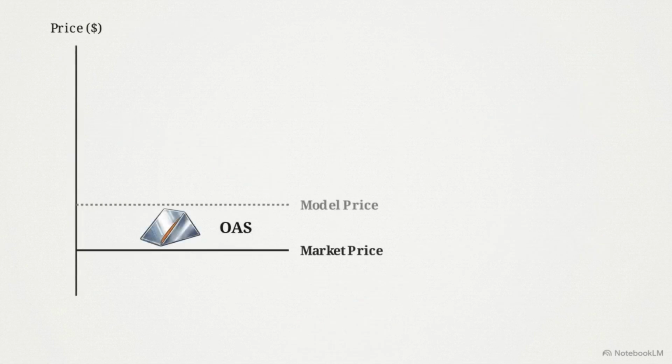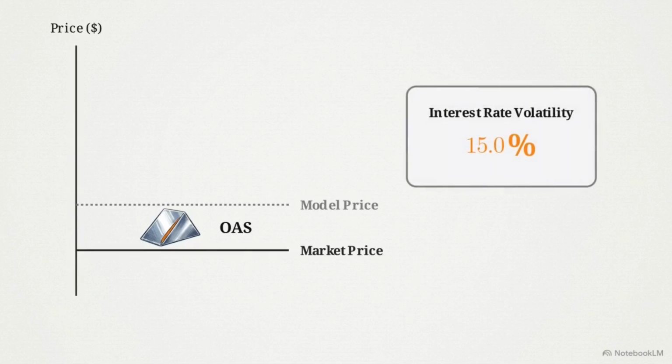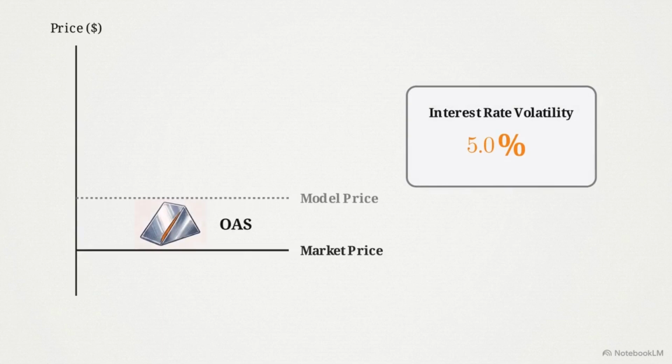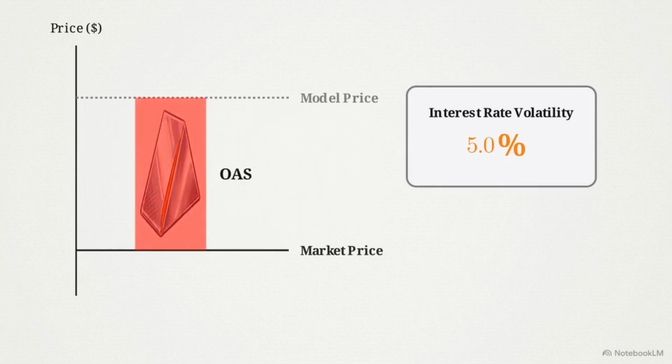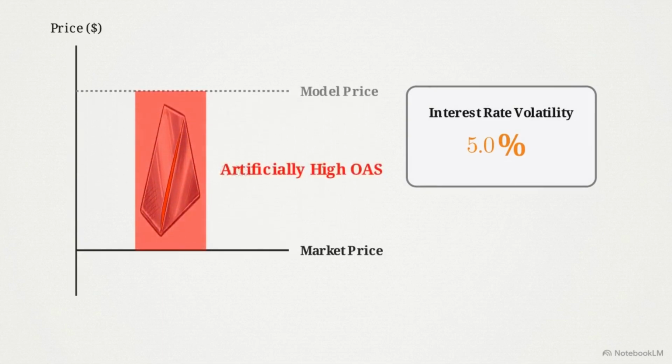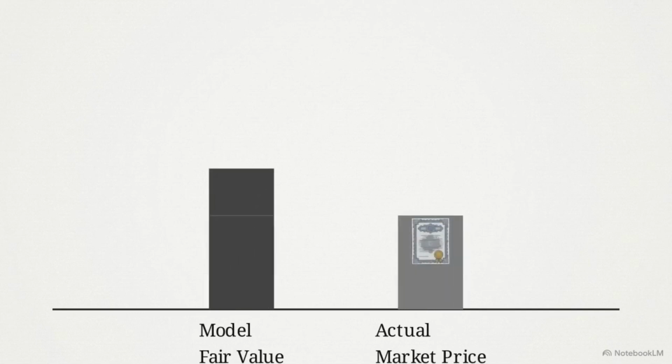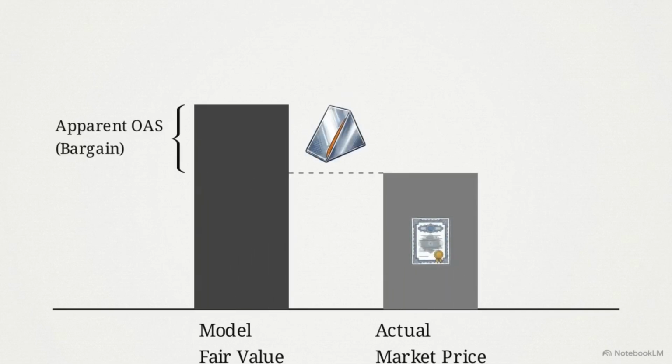This relationship is central to the option-adjusted spread, or OAS. The OAS is the constant spread added to the model to force its theoretical price to align with the actual market price. If an analyst underestimates volatility, the model undervalues the call option. This artificially inflates the model's bond price, requiring an oversized OAS to bridge the gap between the model and the market. Underestimating volatility masks the true risk of the option, presenting a fairly priced bond as a massive bargain.